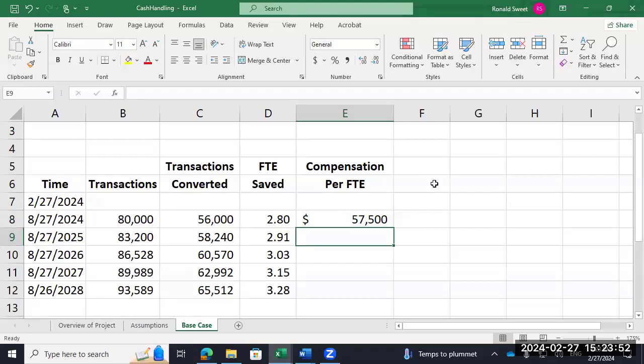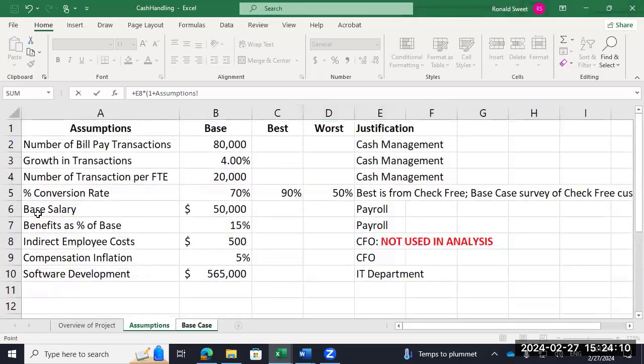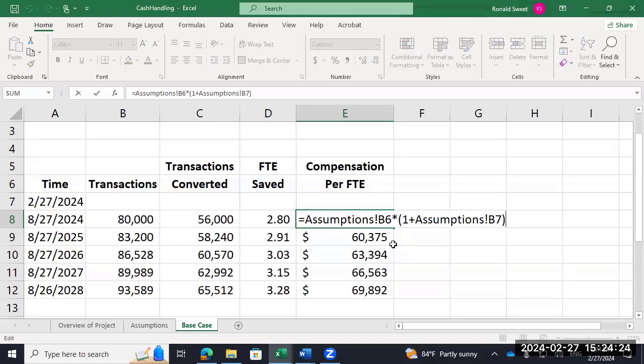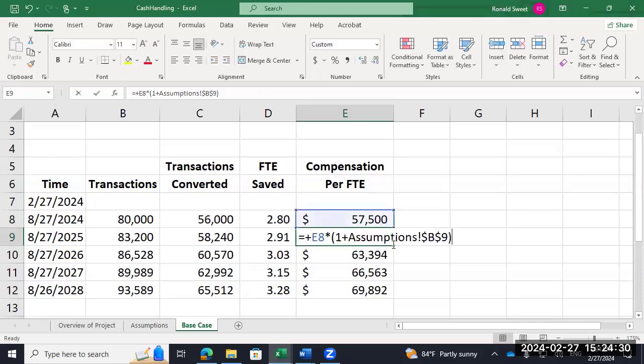Now, the next year, that's going to grow with inflation. And all of you are going to have inflation, right? That's going to be real common. Your expenses are going to grow with inflation, your benefits, everything. So you're going to have an inflation assumption. So here I've got 57,500, but that's going to grow with inflation. And we said our inflation rate was 5%. So there's my pay there. The first year I did salary times 1 plus 15% to get my total compensation. Once I had that first year, then I just add in the inflation rate of 5%.